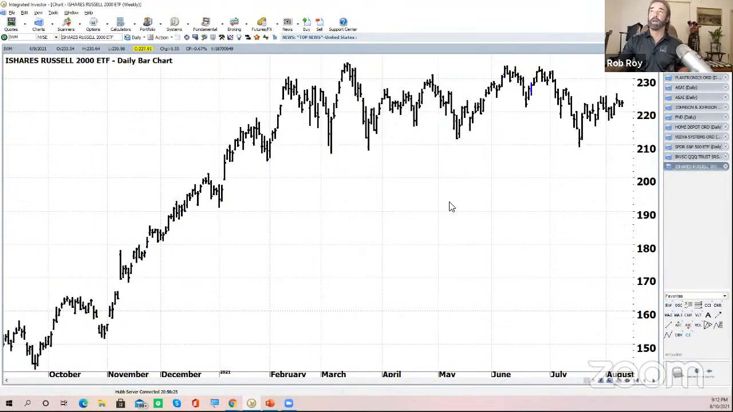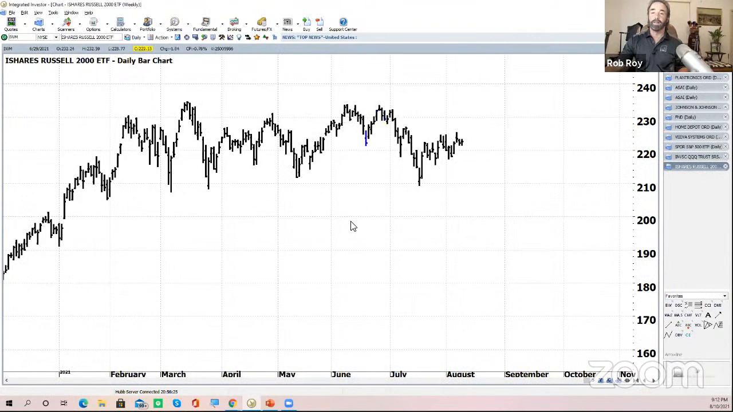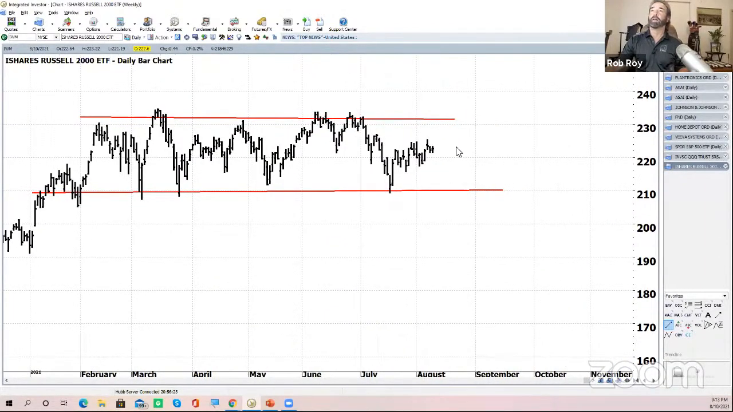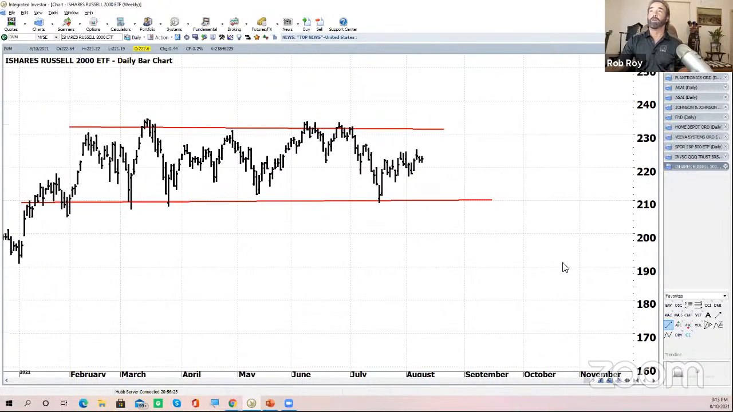And with the small caps, you can see nothing has changed. Same exact pattern that we've been in for quite a while. We've talked about this. Drives me crazy when you see this kind of stuff, just dead sideways. Would have been a good butterfly, at the money butterfly, if you had a notion way back in March that we were going to go sideways for the next few months. That's the tricky part, knowing that you're going to go sideways for a while.